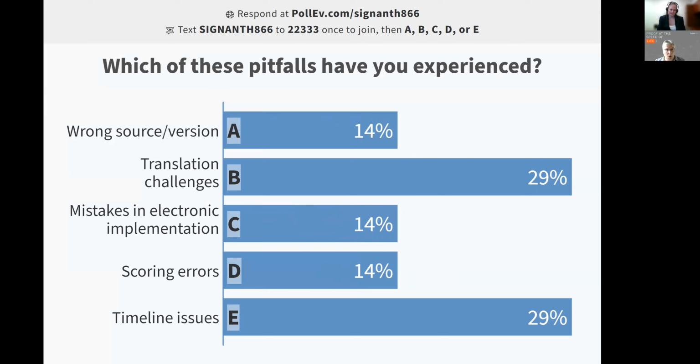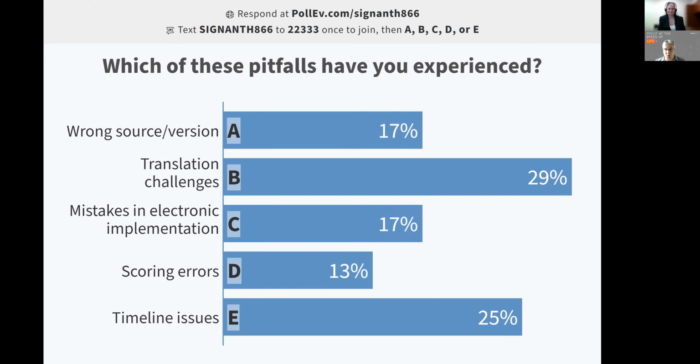So quite a lot are saying translation challenges and timeline issues. That's really not surprising. A few more mistakes in electronic implementation, the next one down, and then wrong versions creeping up, and scoring errors. Yeah, so the two top ones, which I guess we're not surprised by, and I'm sure Carrie will touch on these as she goes into her presentation, are around translations and timeline. So thank you again for doing that. We'll stop the poll at this point.